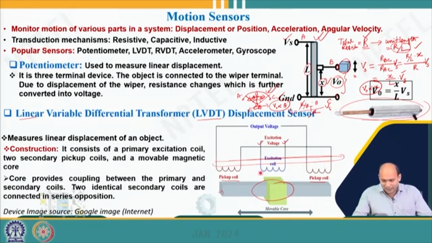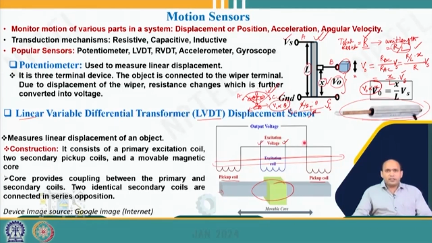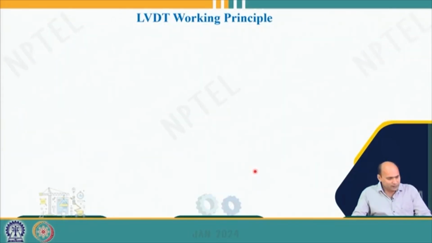Now in this case the secondary coils are connected in a particular fashion, that is called the series opposition. So the two secondary coils are connected in series opposition, and we will shortly know why this particular series opposition is used. Okay. So this is the typical construction. And now let us understand the working principle of the LVDT.